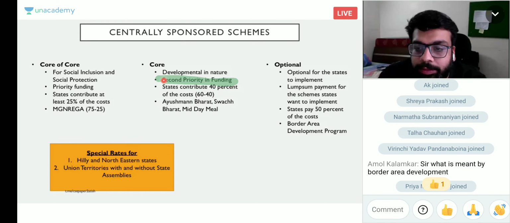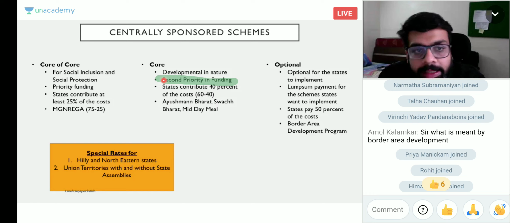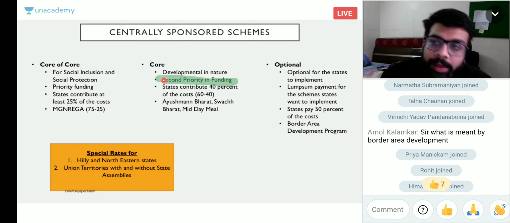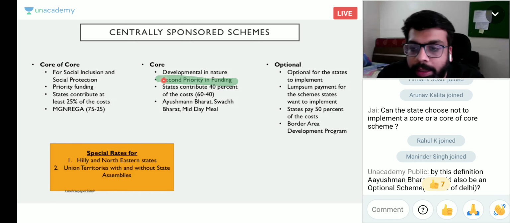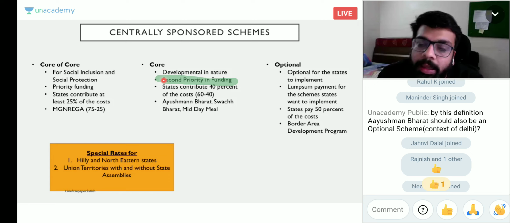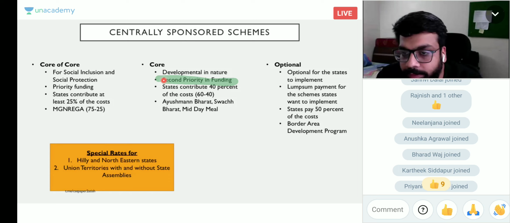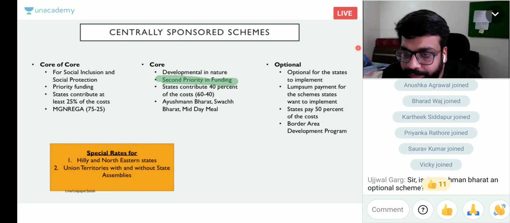To be given to ministries to implement specifically a type of scheme. Second is core, where once the funds have been given for core of core, then you give it for core. And third is optional, and in case of an optional, last priority, where this has to be given in a certain amount.